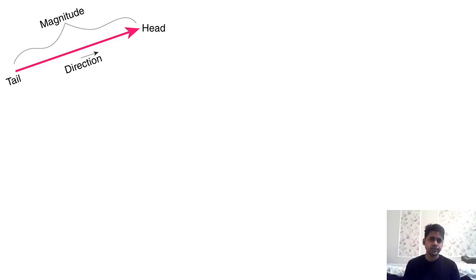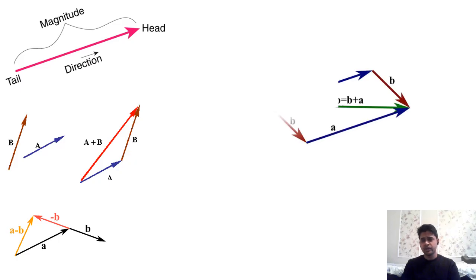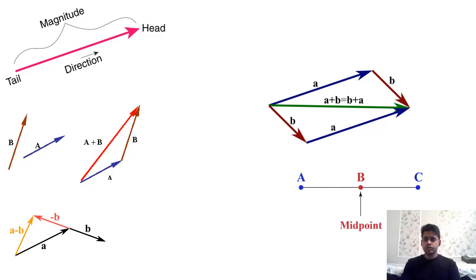First of all, we understood what vectors are. A vector has a tail and head, direction and magnitude. Then we understood addition of vectors by the triangular method or head-to-tail method, and then we understood subtraction of vectors. In this we took the reverse of the second vector and then added it simply. Next we understood the parallelogram method to add vectors, and then we understood the midpoint. So these are the things we have learned today.